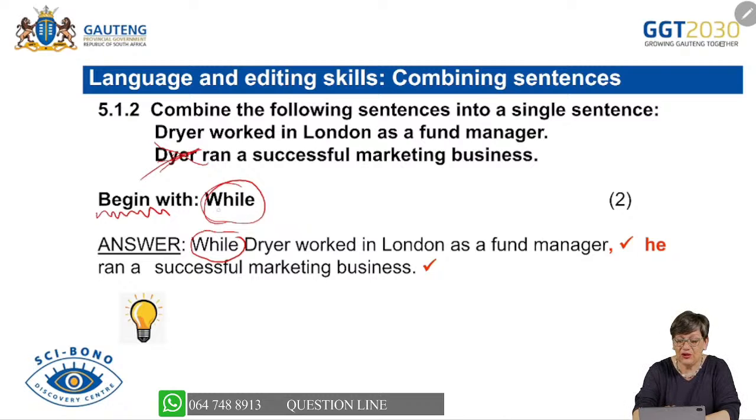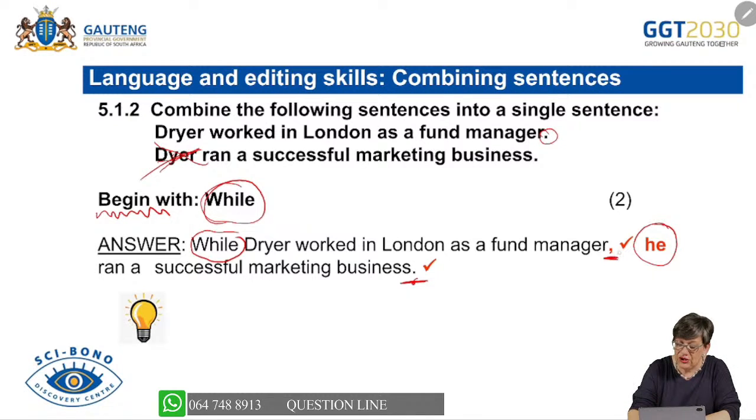So, what we did is we took the first sentence. While Dreyer worked in London as a fund manager. Can you see I took the whole sentence as it is? In place of a full stop, we've replaced it with a comma. Now, instead of using his name again, we used he and we added the last part of a sentence. He ran a successful marketing business. Full stop. Always make sure you've included that. And there are your 2 marks. As easy as that. Can you see how easy it is?